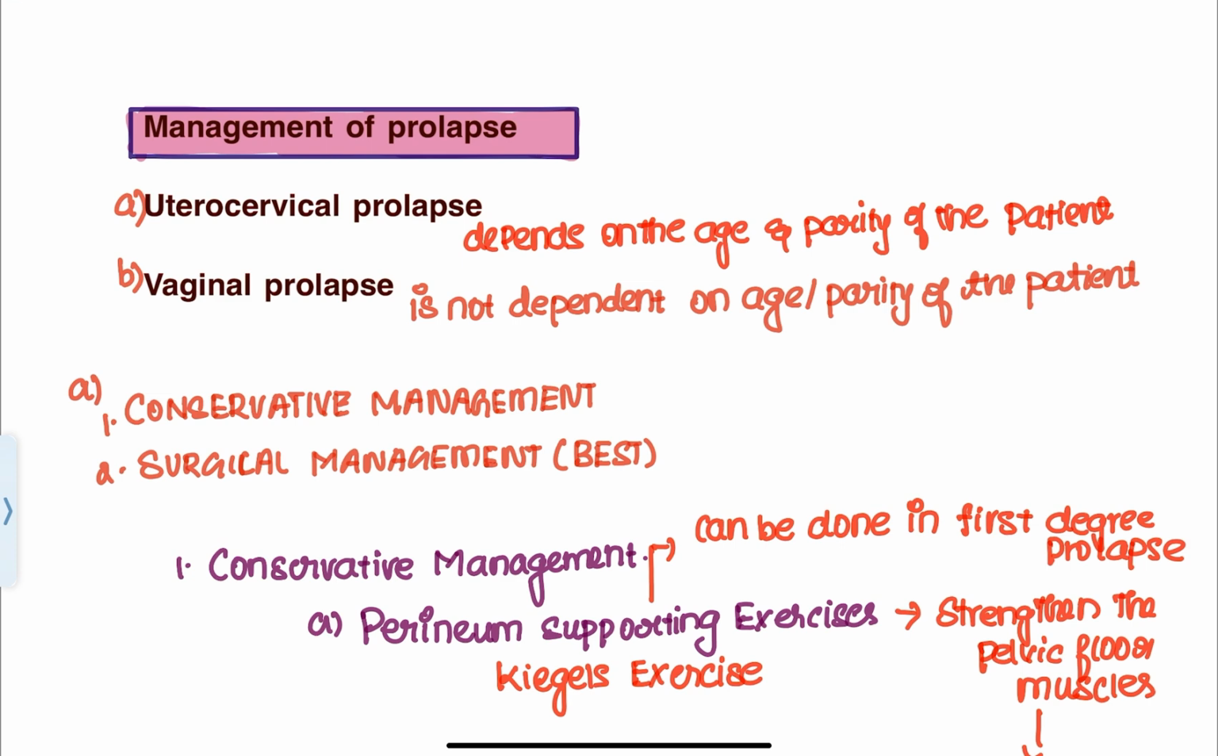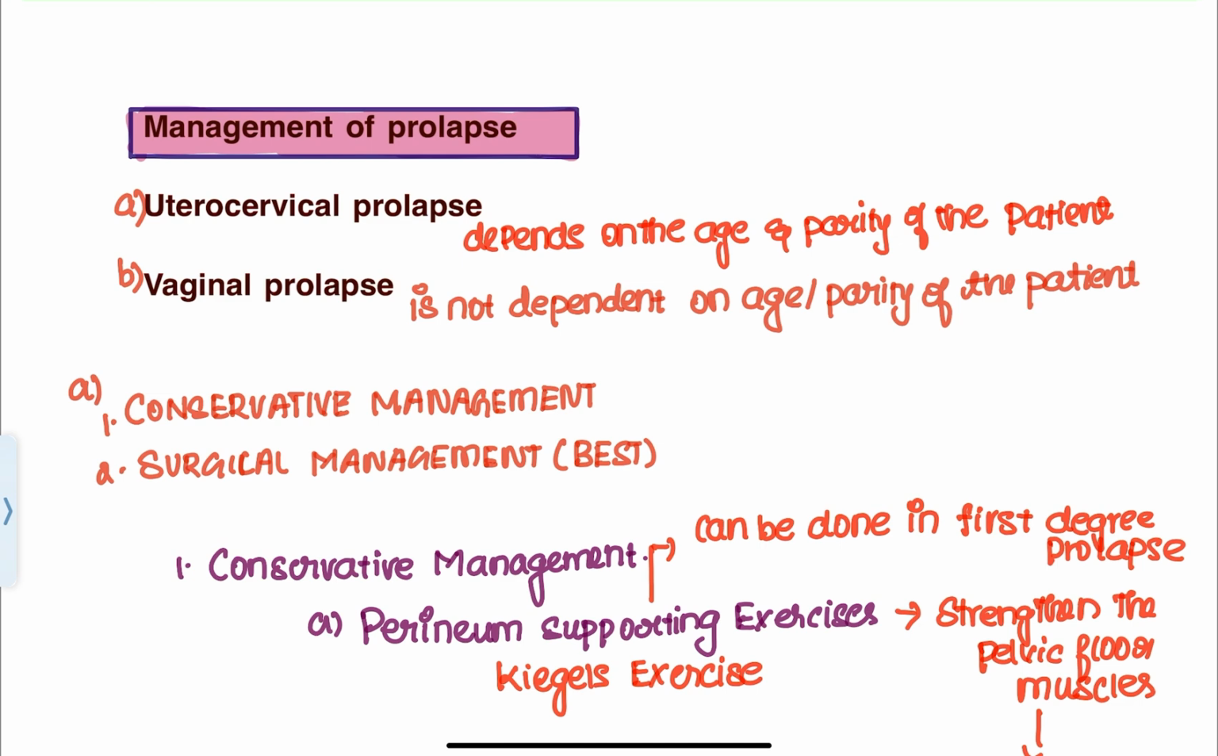Now, while discussing the management of prolapse, we are going to discuss both uterocervical prolapse and vaginal prolapse. But one thing to remember before starting is that in uterocervical prolapse, the management decision has to be taken depending on the age and the parity of the patient. How much is the parity, has she completed her family or not, what is her age, you need to take into consideration, because you can't do a hysterectomy, you cannot remove the uterus, in a patient who hasn't conceived yet. In a reproductive age group female, you cannot remove the uterus because the patient might not have completed her pregnancy and might not have any live birth child. So for that reason, you need to take into consideration the age and the parity of the patient.